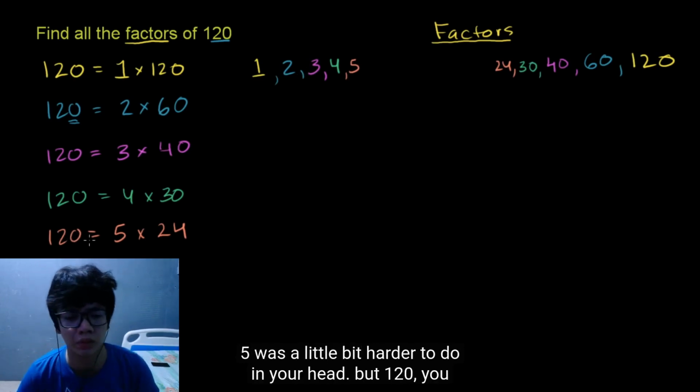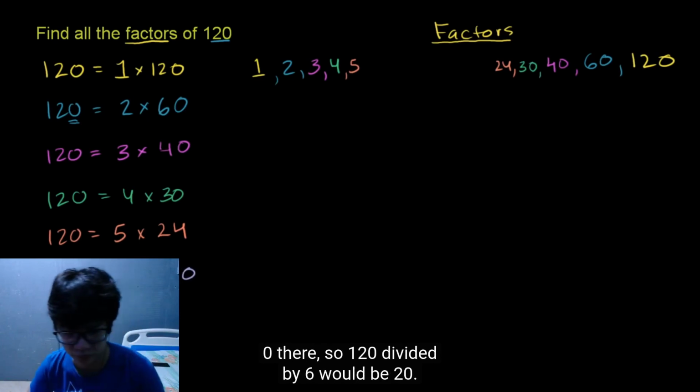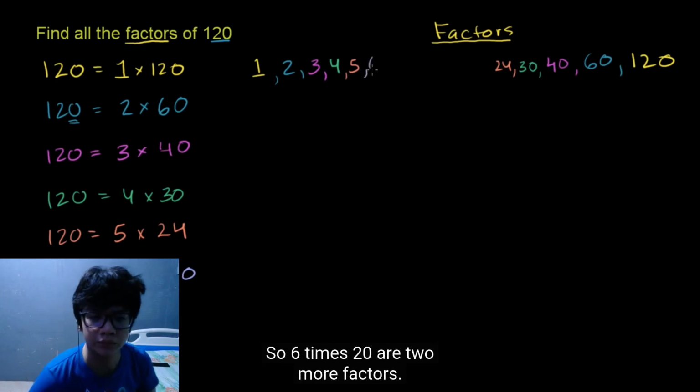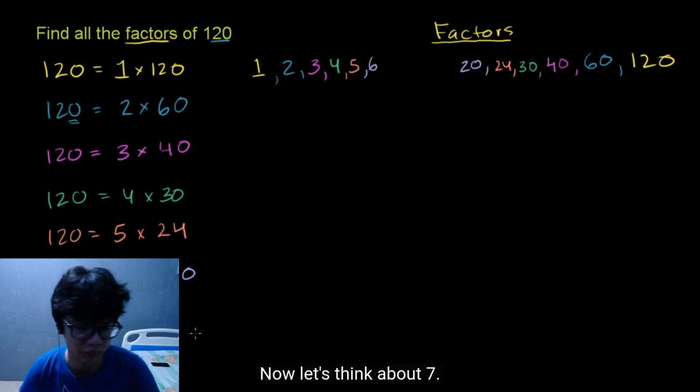5 was a little bit harder to do in your head. But for 120, you could say, well, 12 divided by 6 is 2. And then you have that 0 there. So 120 divided by 6 would be 20. You could work it out with long division if you like. So 6 times 20 are two more factors. Now, let's think about 7.